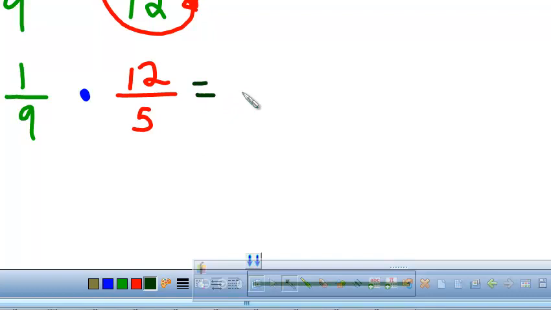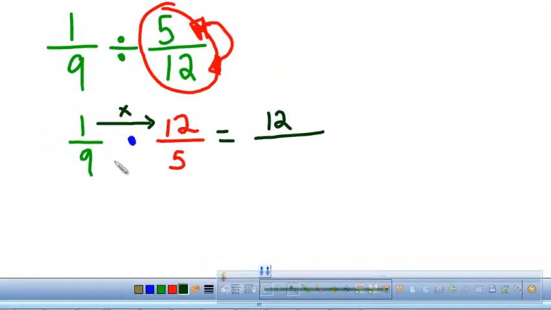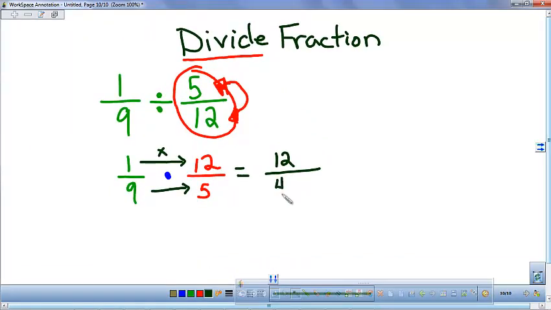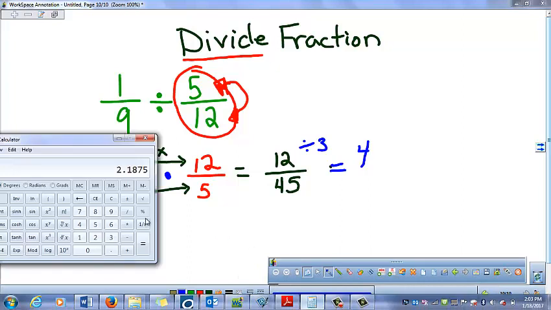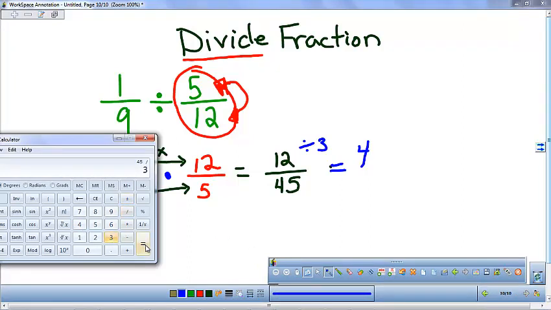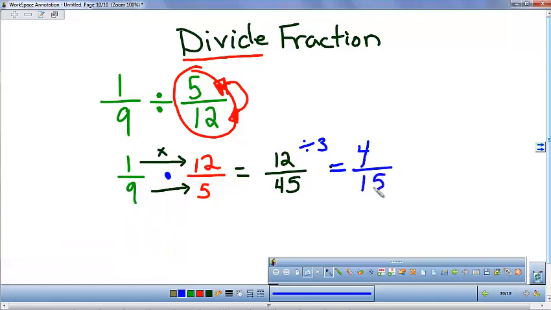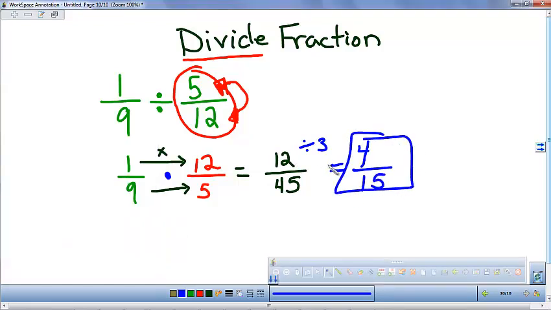And then we get our answer. We do 1 times 12 is 12. 9 times 5 is 45. And then this one we can divide because we have an even and an odd, so I think we can divide by 3. 12 divided by 3 is 4. And then 45 divided by 3 is 15. This is my answer when I divide. So you have to take this one and you have to change it and then you multiply.